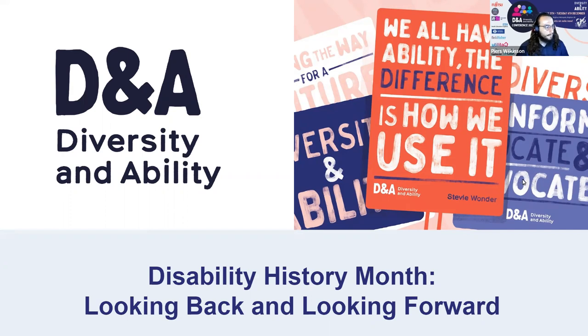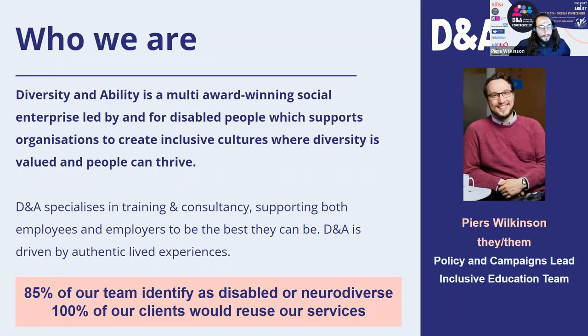For those of you that haven't encountered Diversity and Ability before, as we did put this out on social media, Diversity and Ability is an award-winning social enterprise led by and for disabled people. That means that the organization that I work for, DNA, you can see our logo on pretty much every slide right now, is run by disabled people. Majority of us are disabled. On the bottom of the slide, 85% of our team identifies deaf, disabled, or neurodiverse. So we truly are led by disabled people, and the work that we do is by and for our community.